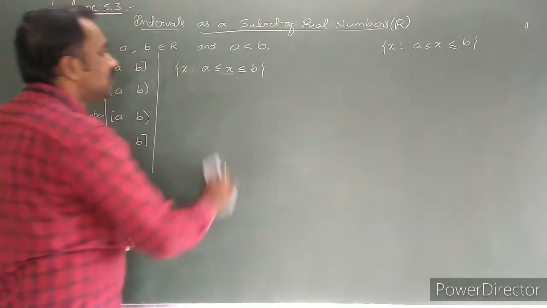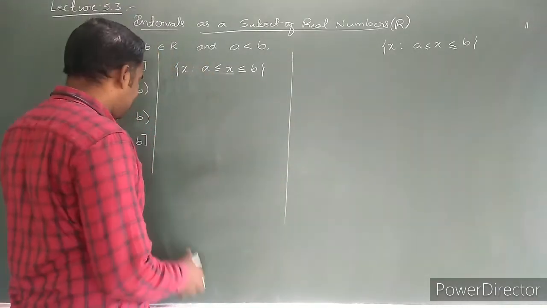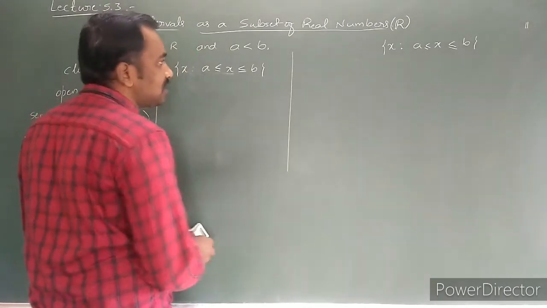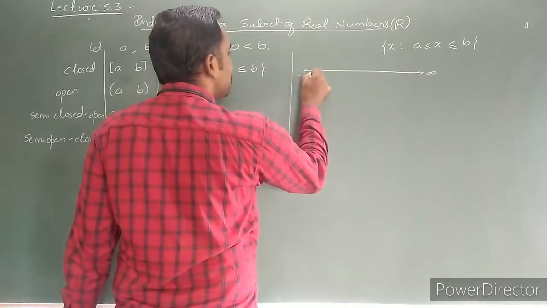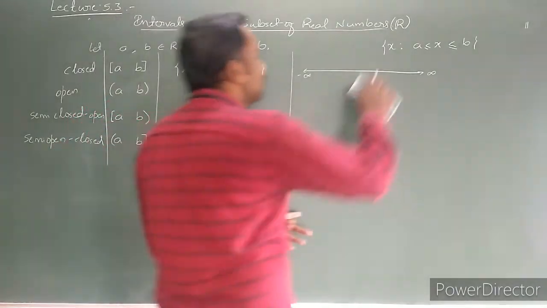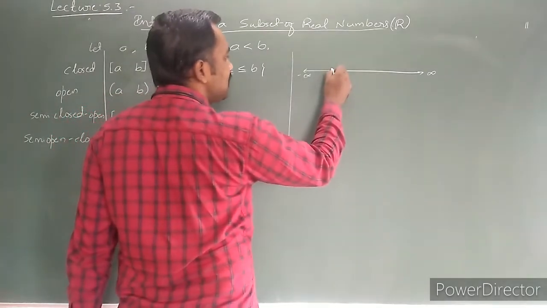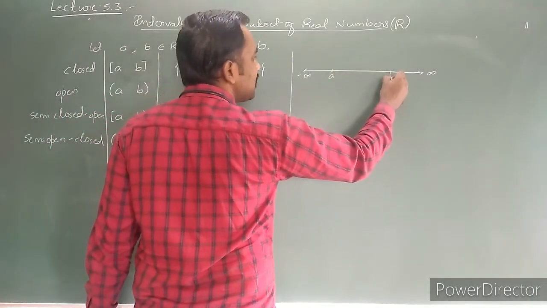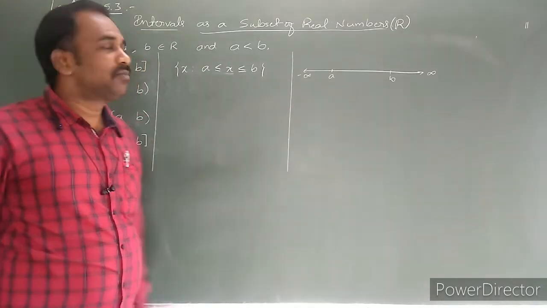Now we can write this is the value. Now I just write the diagram. The real number line is this, with positive infinity and negative infinity. The closed interval a comma b is required. Here is the value a, and here is the value b. I am just expressing it on the real number line right now.